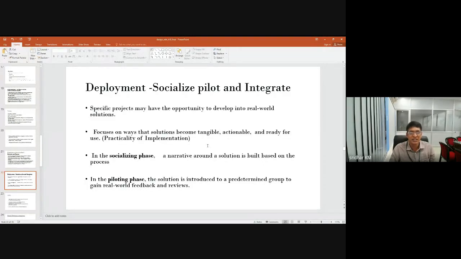Practicality of implementation is key in the deployment stage. In the socializing phase, a narrative around a solution is built based on the entire process so that everybody accepts the solution. In the piloting phase, the solution is introduced to a predetermined group to gain real world feedback and reviews.